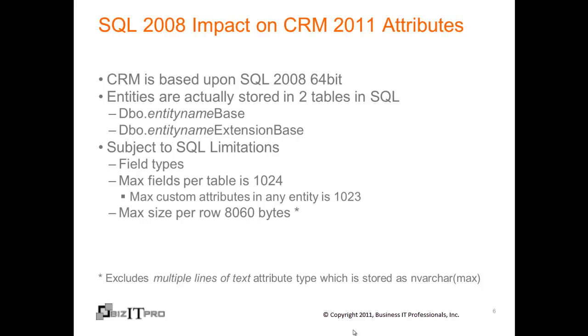Now, we are subject to the SQL limitations. So, for instance, the field types that we have to match up to some form of SQL field type. Also, the maximum number of fields per table in SQL is 1,024. So this means, because of the structure up above, the maximum number of custom attributes that we can add to any entity is 1,023: 1,024 less the GUID that defines the record. Also, the maximum row size is 8060 bytes, and this excludes multiple lines of text attribute type, which is stored in a different way.